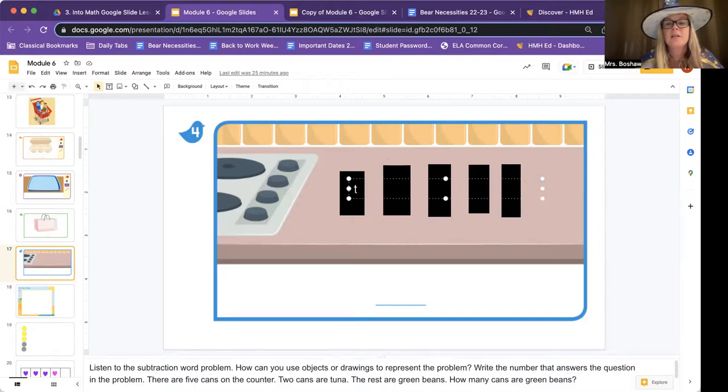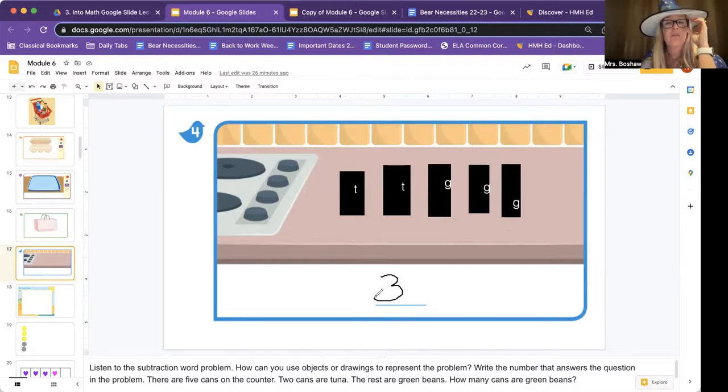How many did he say are tuna? Okay. 2 of them are tuna. The rest are green beans. I'm going to put a G, green. Green beans. So let's look. 2 of them are tuna and the rest are green beans. Can we count how many are green beans? 1, 2, 3. So we're going to write that number right here.